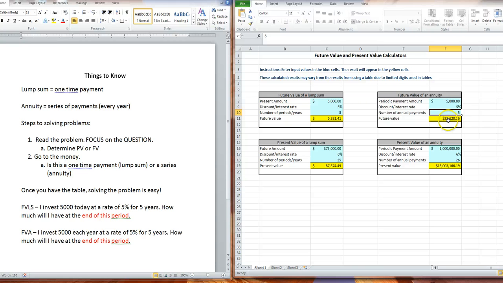Now, there are significant formulas built into these calculators. You don't need to understand the math, but you do need to use the calculators as a tool for your homework and also for your first quiz. Okay, I'm going to go on now and talk about this box right down here, present value of a lump sum.